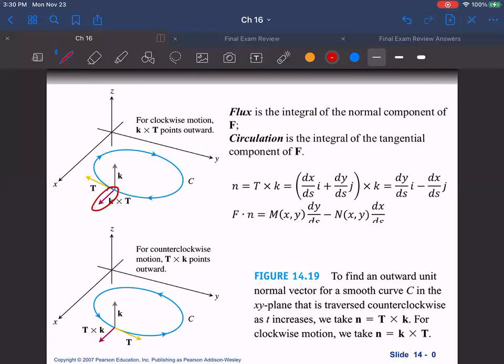And then depending on which direction you want to go, T cross K or K cross T, it can change the direction we're going around that. But for the outward flow, you want the outward facing unit normal, not inward. All right, so just be careful of that, depending on whether you're doing clockwise or counterclockwise, whether you do T cross K or K cross T.